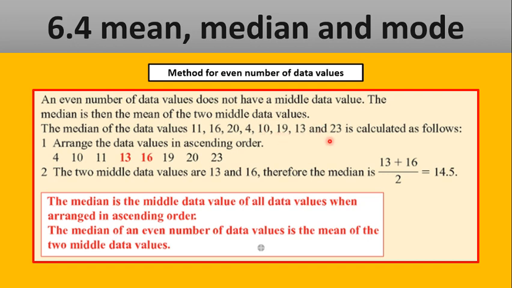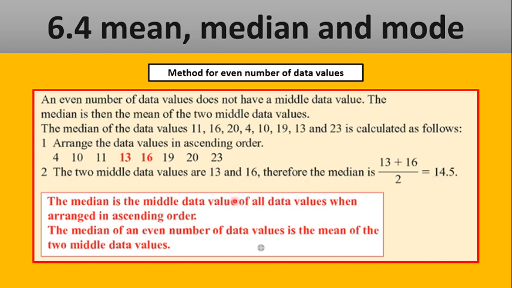If you want to calculate the median in this case, first arrange them in order again, just as you did with the odd number of data values. Then we have two numbers in the middle, 13 and 16, and you're going to calculate the mean of those two numbers, right? So 13 plus 16 divided by 2. So the median of this data set is going to be 14.5.